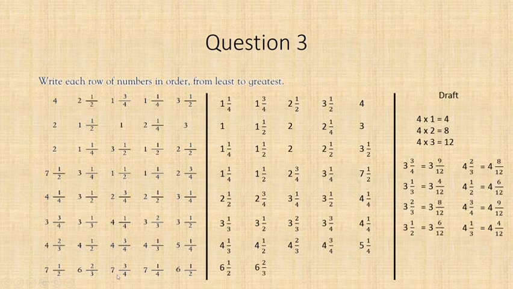Then look at the sevens. I have here 7 and a half, 7 and 3 quarters, 7 and 1 over 4. So of course 7 and a quarter is the first one, and 7 and a half is the next one, and the last one is 7 and 3 over 4. Okay, this is for question number 3.